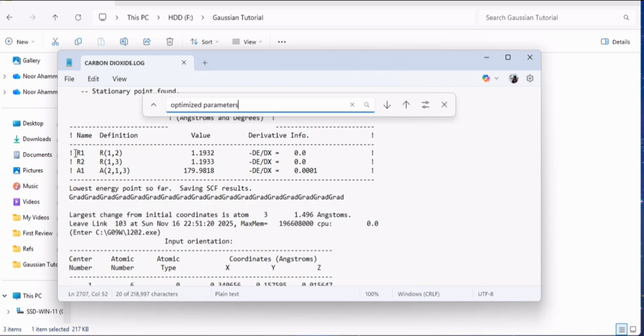The R symbols are for bond lengths, and R1, R2 are the bond lengths, and A is for bond angles. So there is only one bond angle, and you can see that it is 179.998, almost 180. This is the angle, and the bond lengths are 1.1932 and 1.1933 between the carbon and the oxygens. And we can calculate these parameters using these output files.